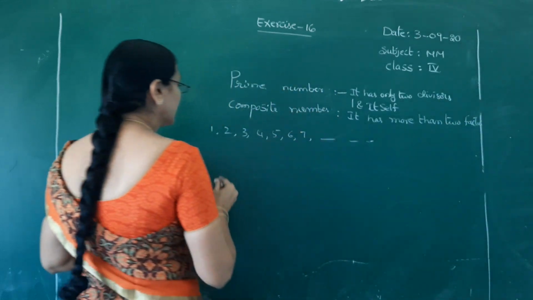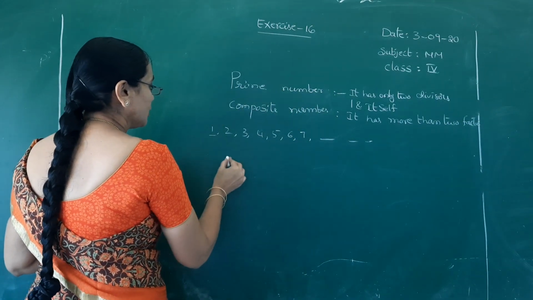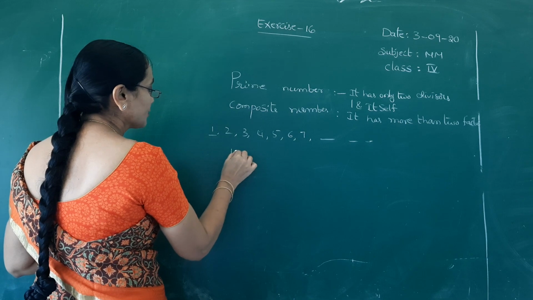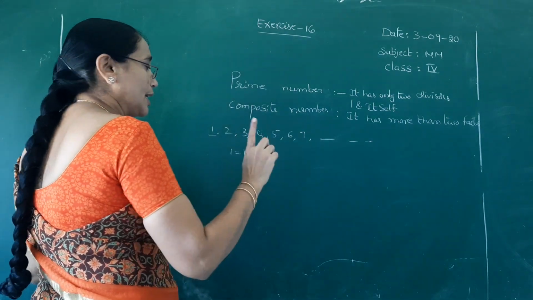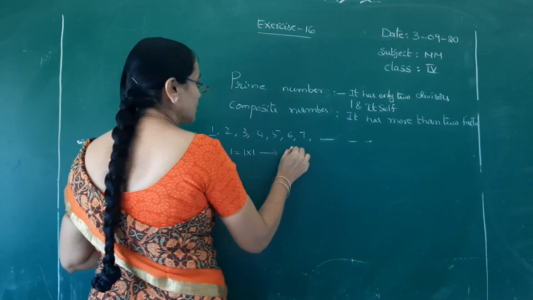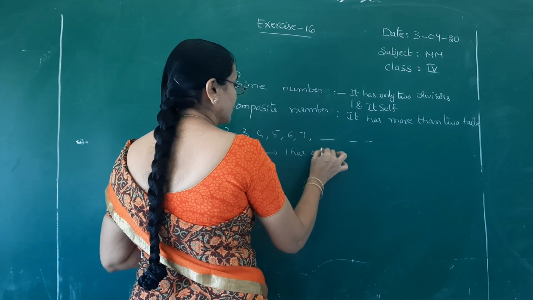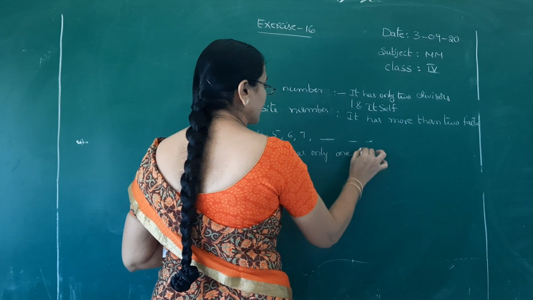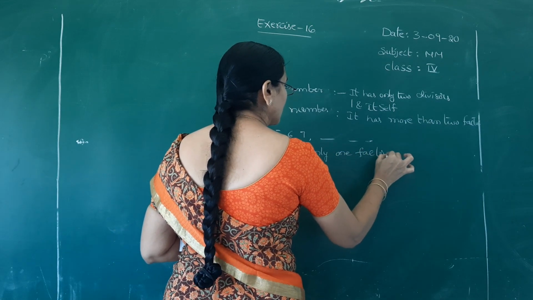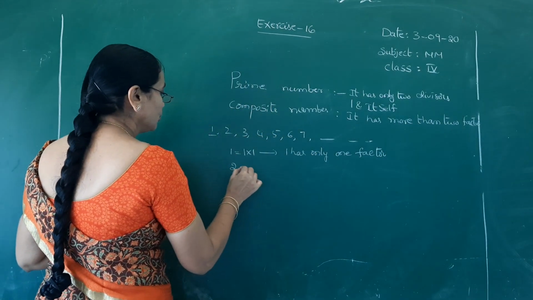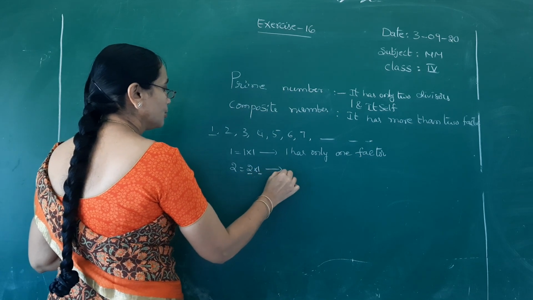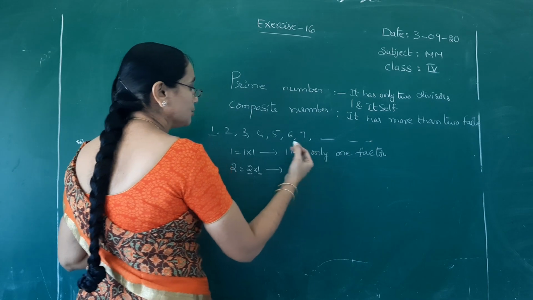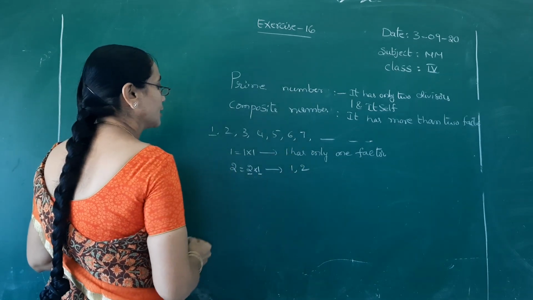Okay. See, first we have to take 1. This 1 can be expressed as only 1 into 1. That means it has factor 1. 1 has only one factor. And next, see that 2 into 1. So how many factors here? 2. What are those? 1 and 2. 1 and itself are the factors.